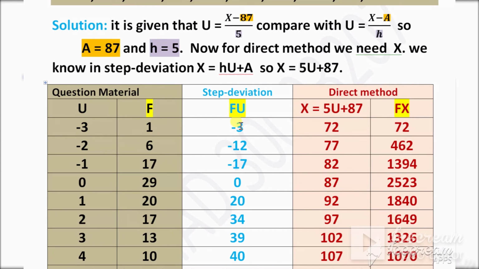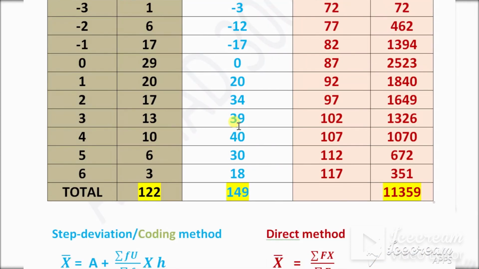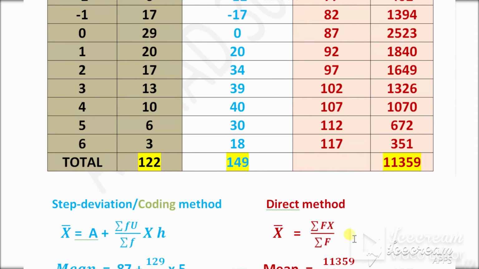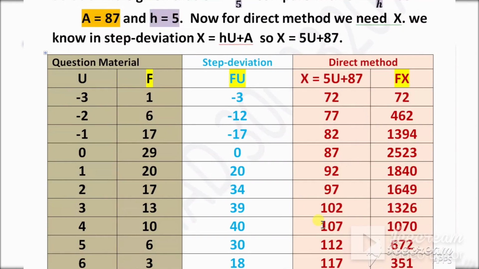Now for the direct method, we have to fulfill the requirement of the direct method. The direct method requirement is summation fx divided by summation f. So first find x, then multiply the value of x with f. So look, these two columns are used for the direct method. This one column is used for the step deviation method. I have mentioned here. Now how to find x? I already made it clear here how to find x. It means multiply 5 with each number of u and add 87.